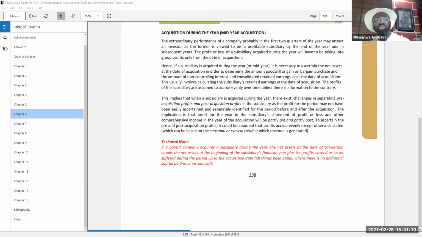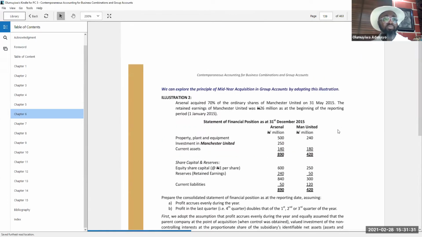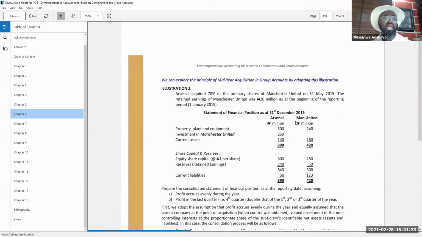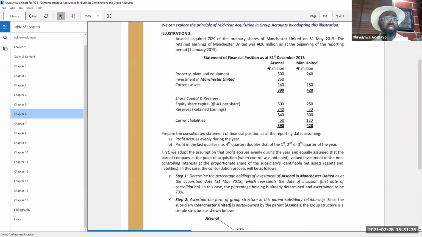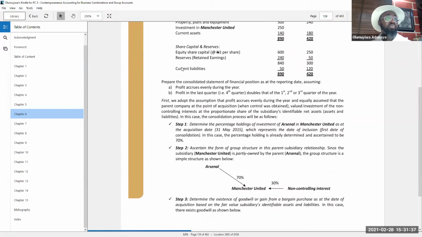And what we're going to do invariably is that we're going to look at practical situations or scenarios that will give us such ambience to ascertaining what could likely be our pre-acquisition profits and what could likely be our post-acquisition profit. Now, to do that, I think we'll make use of this illustration, which I'm going to cut out from this material.